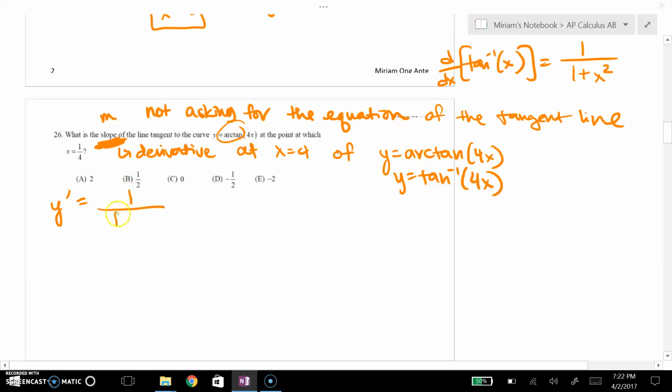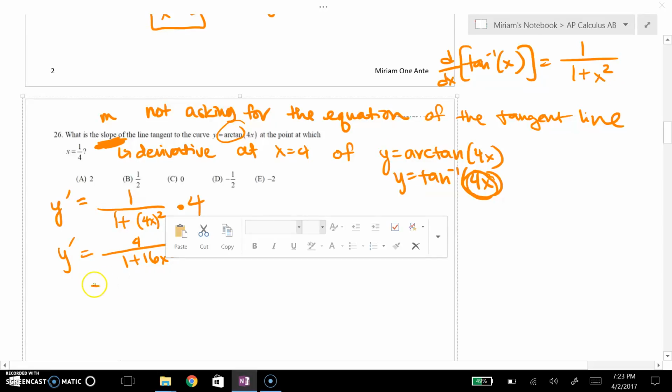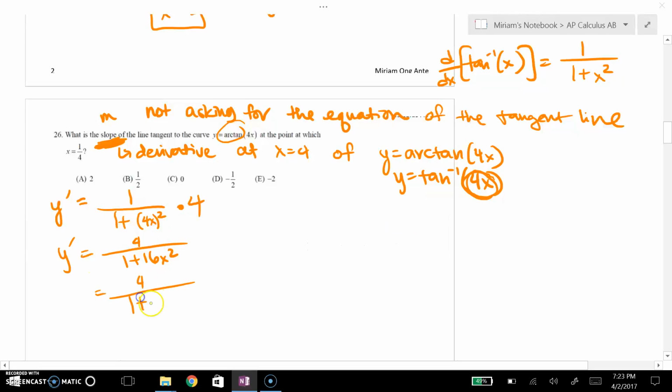It'll be 1 over 1 plus, instead of just x, we have 4x to the second power, times the derivative of the function inside the parentheses. The derivative of 4x is 4. So if I simplify this, it'll be 4 over 1 plus 16x squared. This is y prime. Now I need to plug in 1/4. So it will be 4 over 1 plus 16 times 1/4 squared, which will be 4 over 1 plus 16 times 1 over 16, which will cancel.